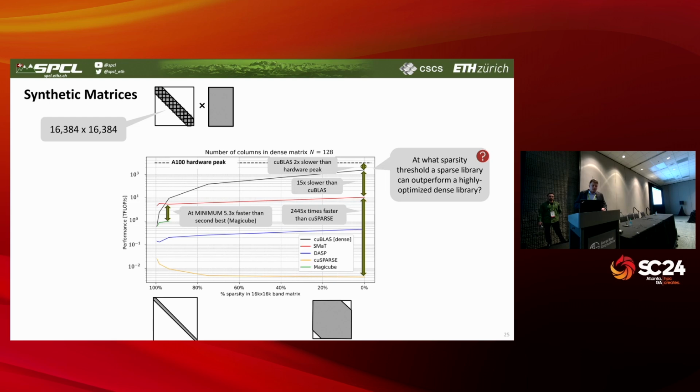At minimum, it is 5.3 times faster than the second best method, which is MagiCube in this situation. And regarding the intersection point, SMaT is faster than cuBLAS for sparsity levels higher than 96%.